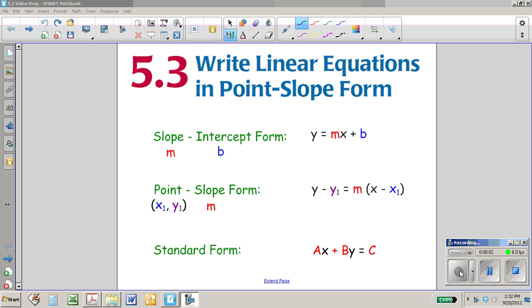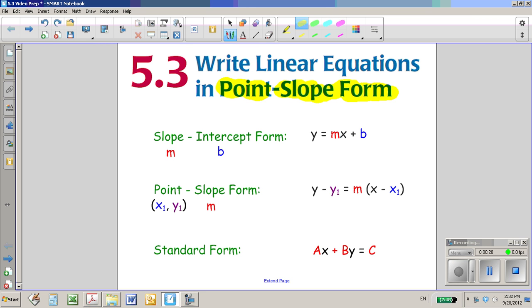Okay, so in this video we're going to cover section 5.3, which is titled Write Linear Equations in Point-Slope Form. What's new in this section is the point-slope form. It's not really new for you because I know you've seen this before when you graphed, but we didn't really write equations just yet. So before we do examples, I wanted to remind you about the three different forms.